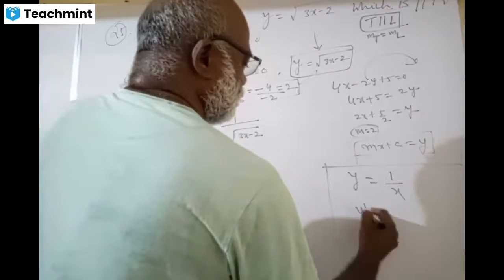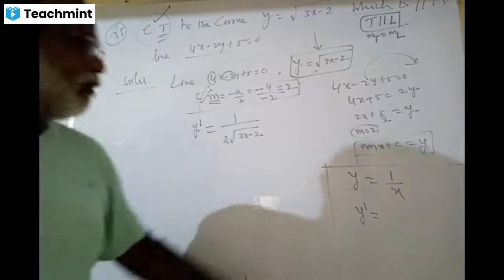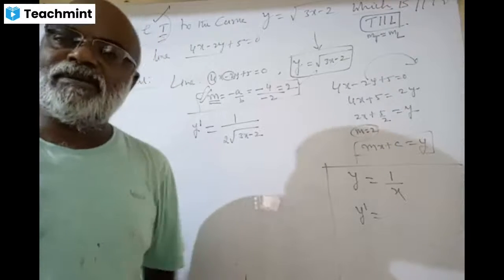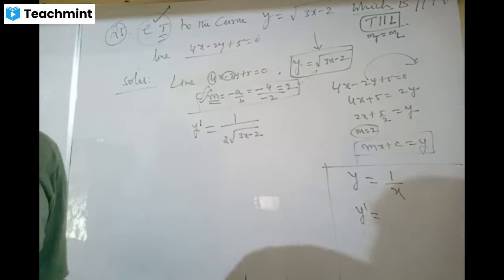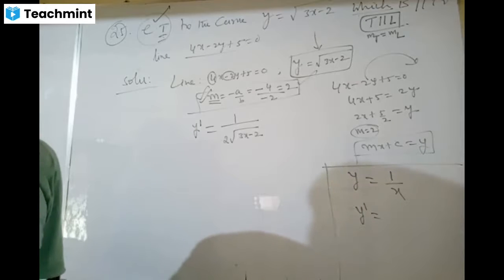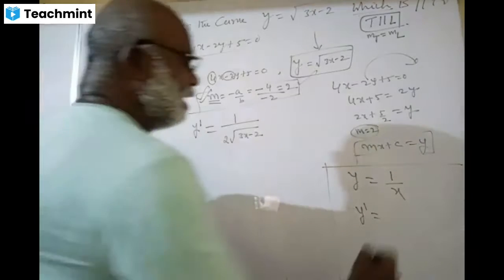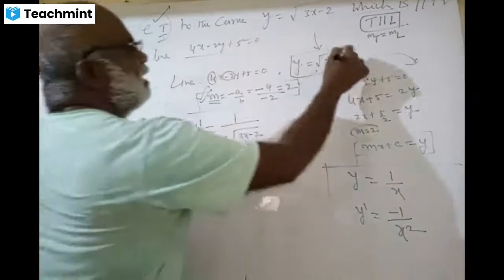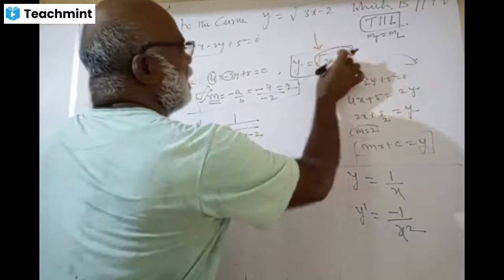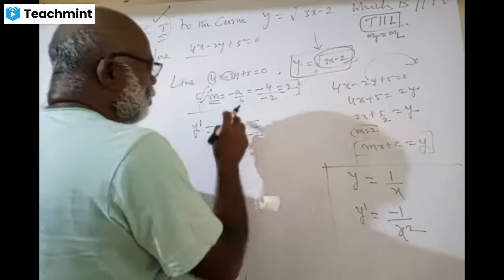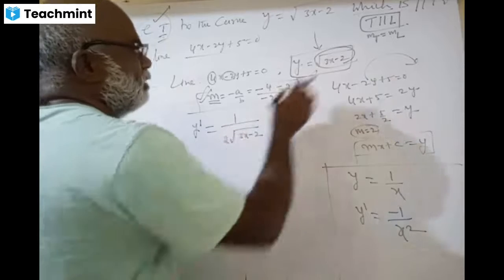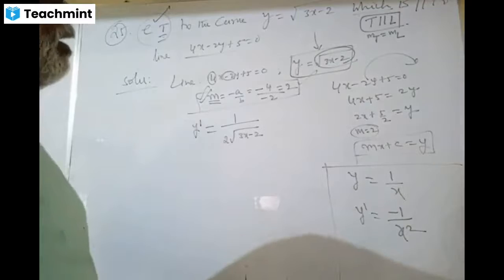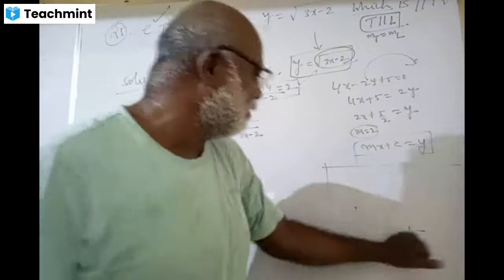Into 3. Y is 1/x, so what is the derivative of 1/x? Minus 1 by x square. So this is root x, and you get 1 by root x. Sorry, it's not 1 by x, you are right, very right.